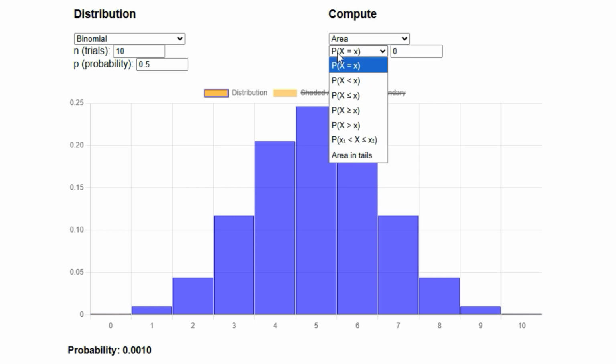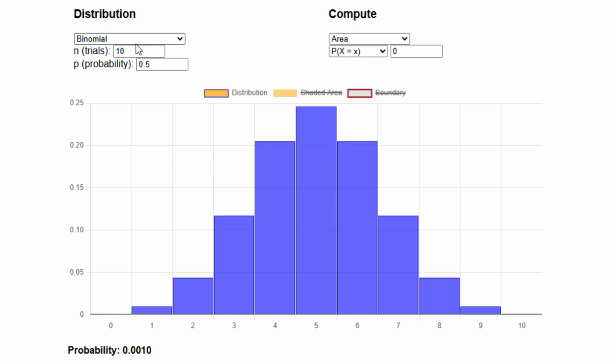For a variety of options, I can calculate the probability of exactly X as a specific number of successes in those n trials, less than X successes, less than or equal to, greater than or equal to, strictly greater than, between, and then areas in the tails. And like we saw with the normal distribution, when I specify these areas, the distribution is going to shade those so I can visually confirm I am calculating what I think I'm calculating.